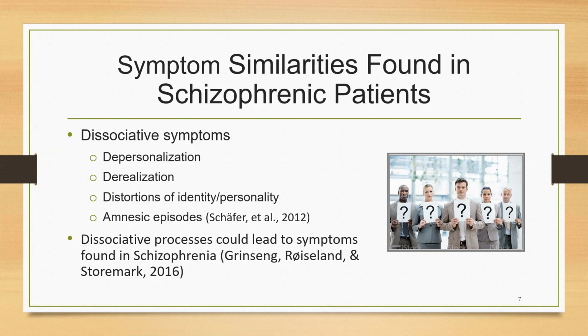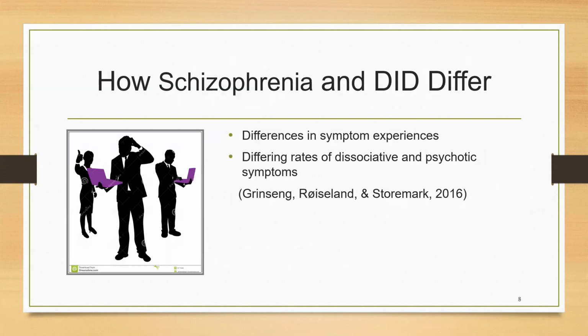Dissociation amnesic episodes are also another symptom of DID that can be found in schizophrenic patients. One study concluded that dissociative processes could lead to symptoms found in schizophrenia. Now, there are also parts where schizophrenia and DID differ in the areas where their symptoms overlap. These include differences in the experiences that each disorder feels in regards to the symptoms and differing rates of dissociative and psychotic symptoms themselves.